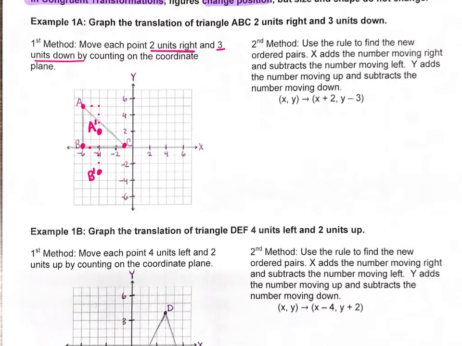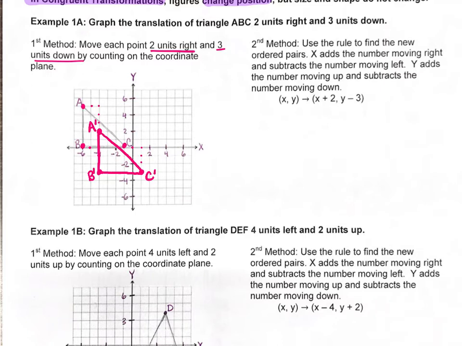And then for point C, it starts here. We're going to go 2 units right, 1, 2, 3 units down, 1, 2, 3. And so I plot point C prime here. And I just connect my points. Notice that I have gotten the same triangle, and all I did was I counted my units to the right and down to move it. So it was a slide, a translation.